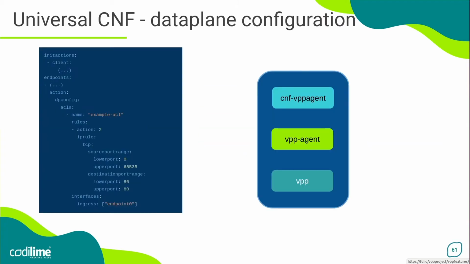The configuration file may also include CNF data plane configuration. It is specified within the dp-config field, as you can see. The example shown in the slide is for configuring a new access list on the VPP.